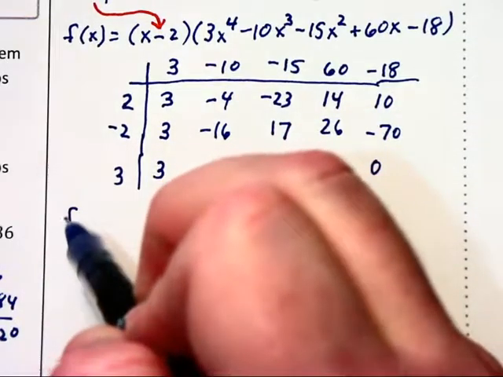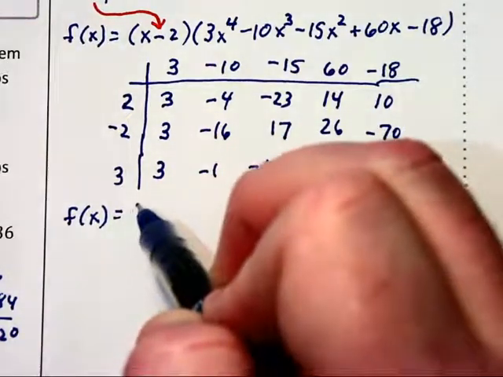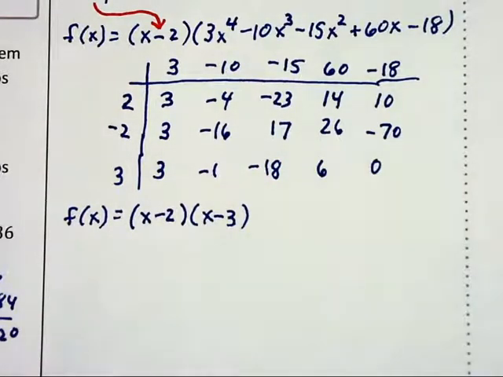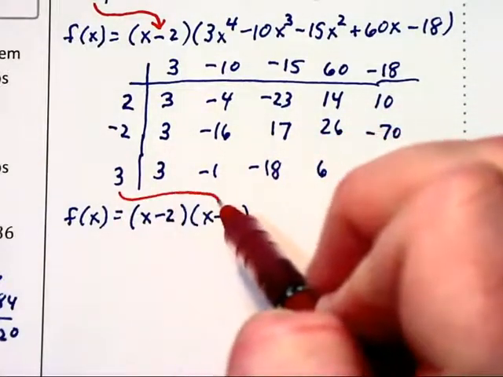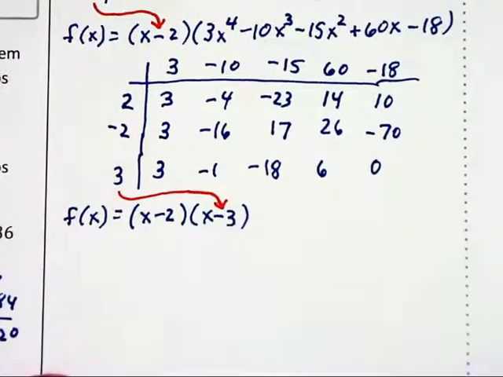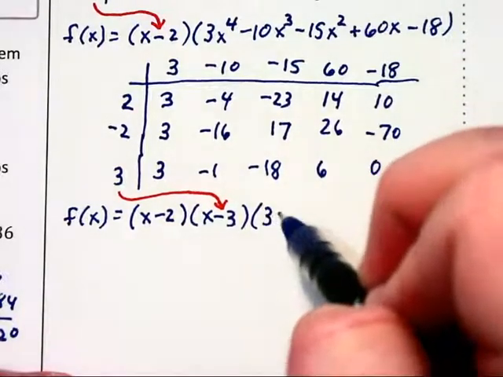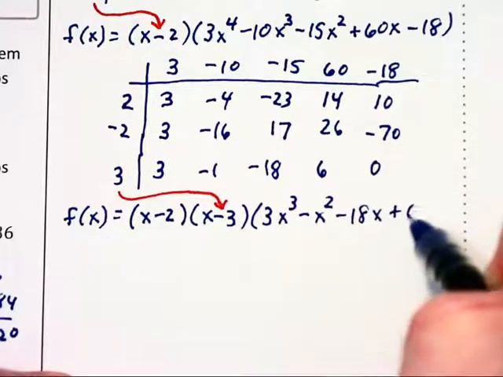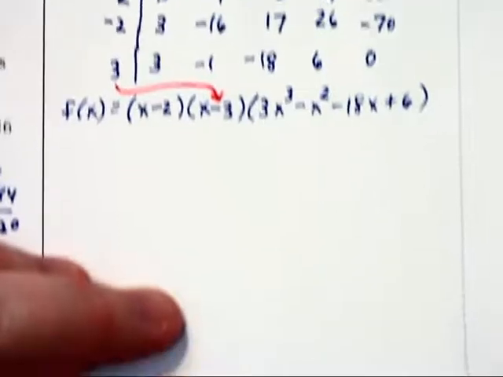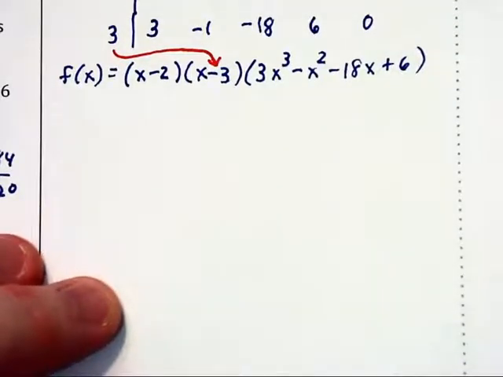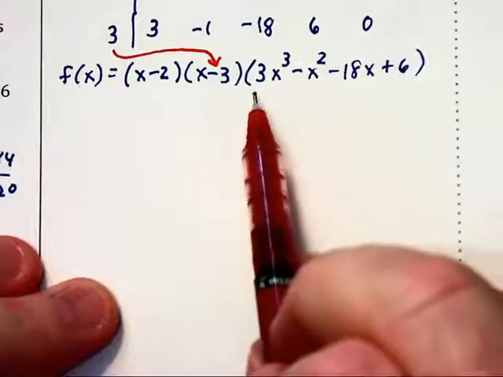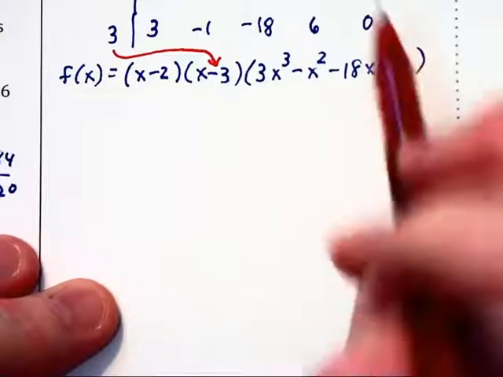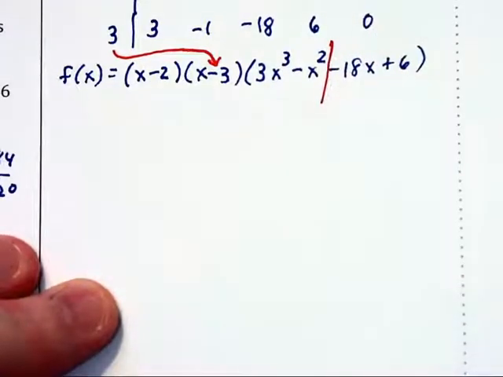So that means we have f of x is equal to x minus 2, which we had before, and now we have x minus 3, which we get from changing the sign of the 0 to the factored form. And we will be left with 3x to the third minus x squared minus 18x plus 6. Oh boy. Now we can keep doing synthetic division, but I notice that the first terms are in a 3 to 1 ratio, and 18 to 6 is a 3 to 1 ratio, so I'm going to go with the grouping method of factoring.